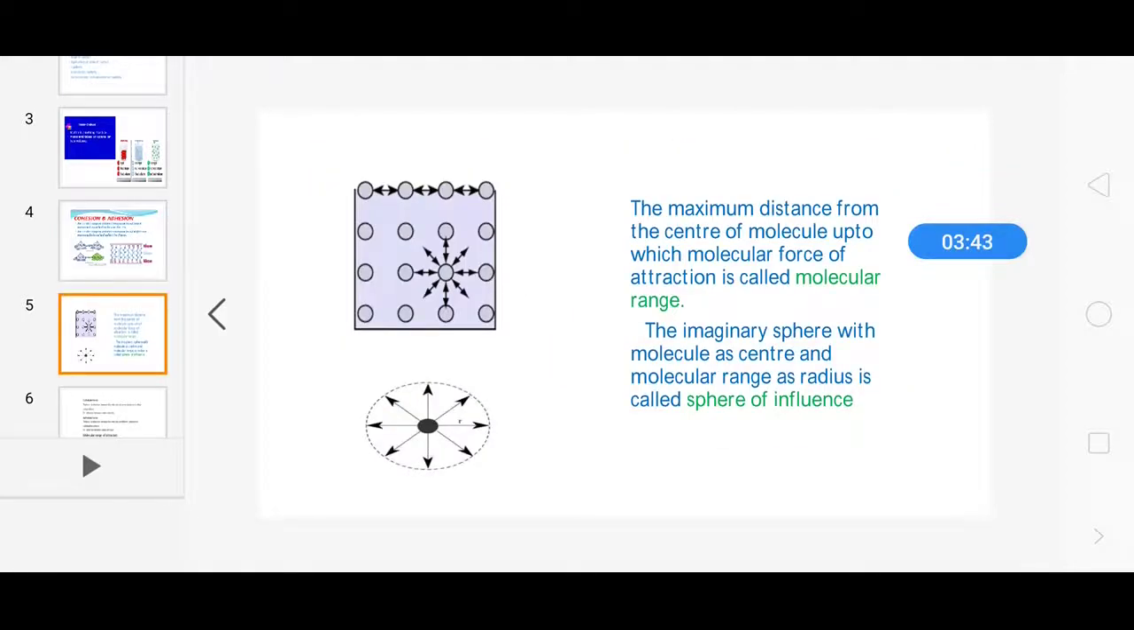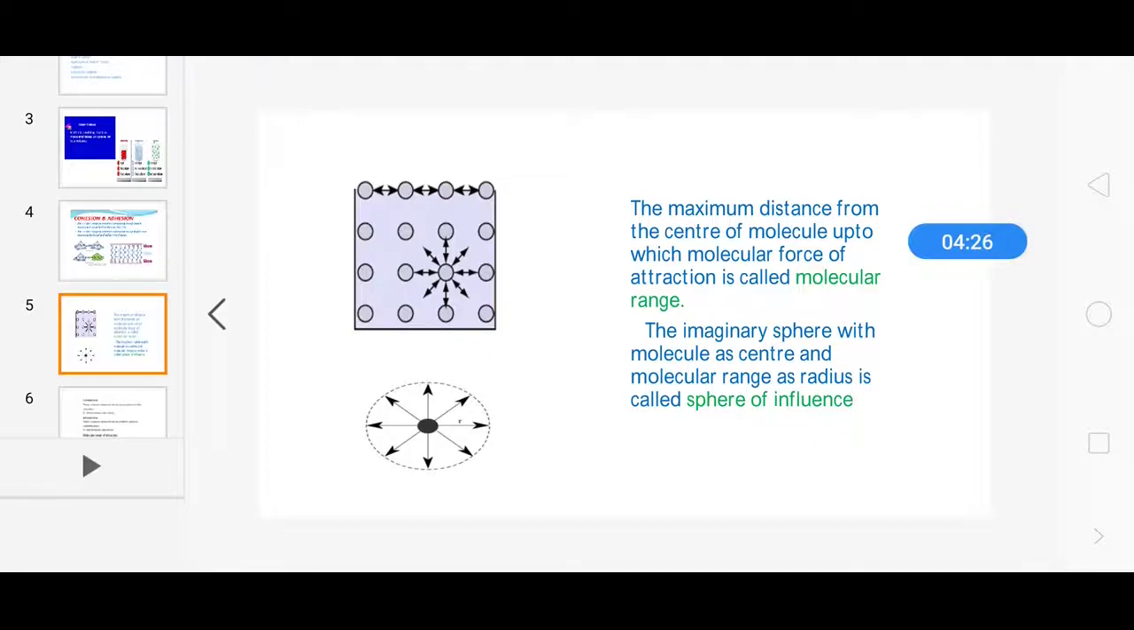Then the maximum distance from the center of the molecule up to which the molecular force of attraction exists is called molecular range. We know that the molecular forces are two types, cohesive or adhesive forces, and the maximum distance from the center of the molecule to which the molecular attractive force will exist is called the molecular range. Up to how much distance the molecular force exists from the molecule.